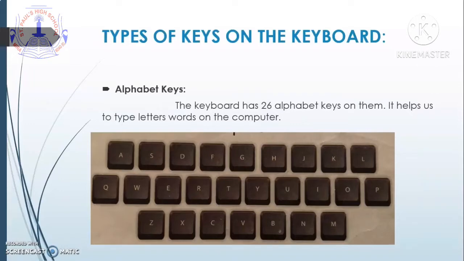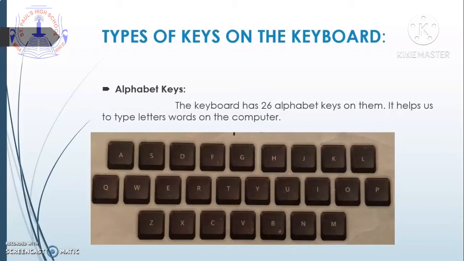Now the next one is types of keys on the keyboard. There are different types of keys on the keyboard, and we are going to learn a few types of keys. The first one is the alphabet keys. Everyone knows what alphabets are? A, B, C, D. These are the alphabets. The keys which contain A, B, C are called alphabet keys. What are these called? Alphabet keys.